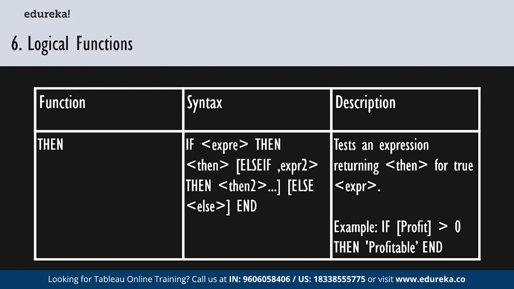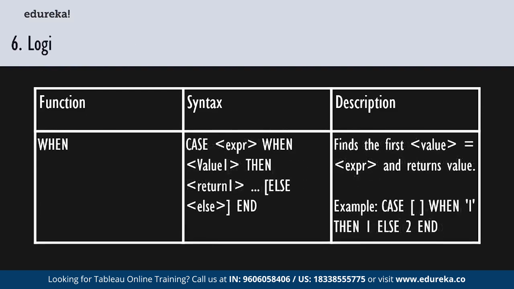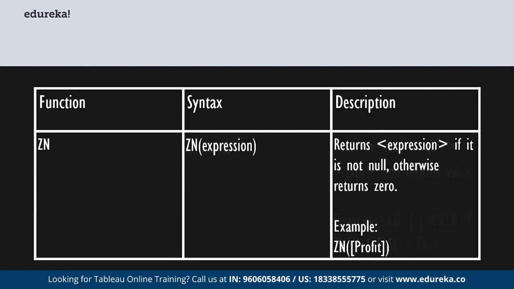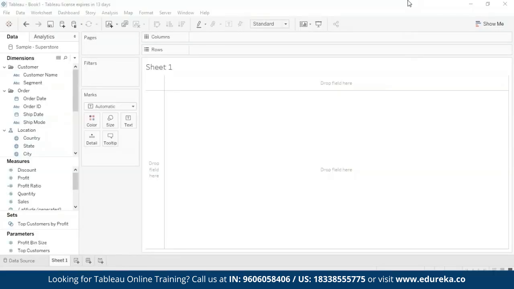Then we have then, which we have discussed before. If a certain field fulfills a condition, the corresponding then part is then fulfilled. Now here we have a when function, which finds the first value that matches the expression and returns the corresponding return. It's kind of like if and then case, except there is no if. Then you have Zn, which returns your expression if it is not 0 or null. We have discussed this before. Now let's go to our Tableau Desktop and create a logical calculation to see how you can use this.